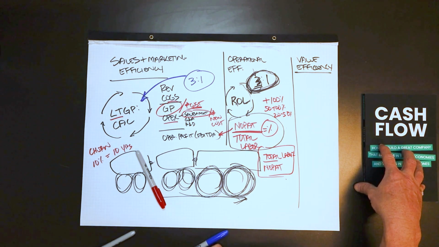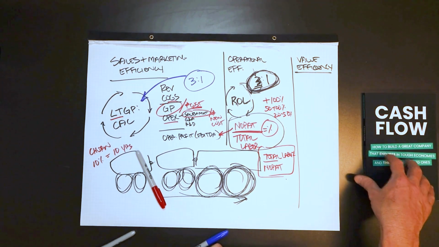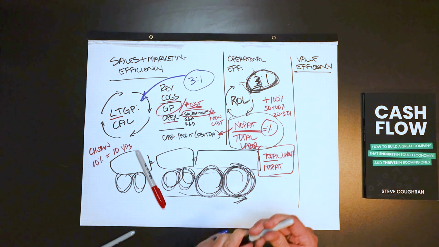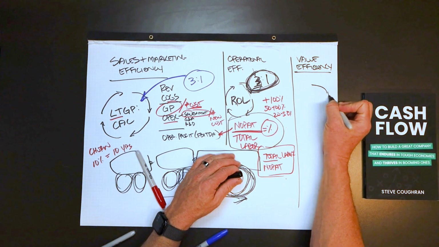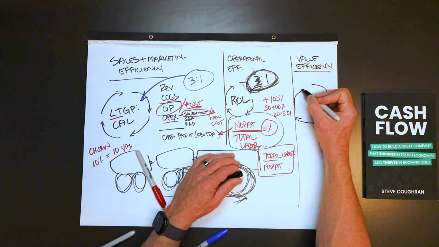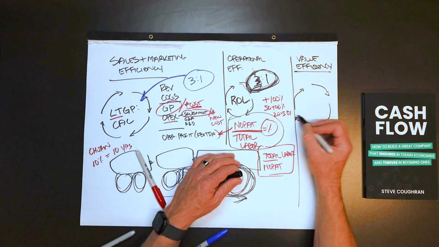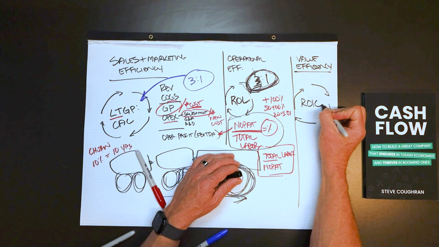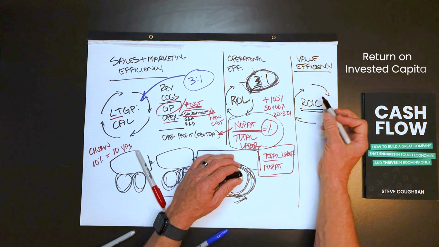I talk a lot about value efficiency in the cash flow book. I just call it value efficiency for short. It's really value creation. Same kind of thing here is you have this flywheel. So you're going to deploy capital, you're going to earn returns on capital, you're going to adjust your strategy, and this flywheel is going to be working really well if you can improve and increase your return on invested capital.